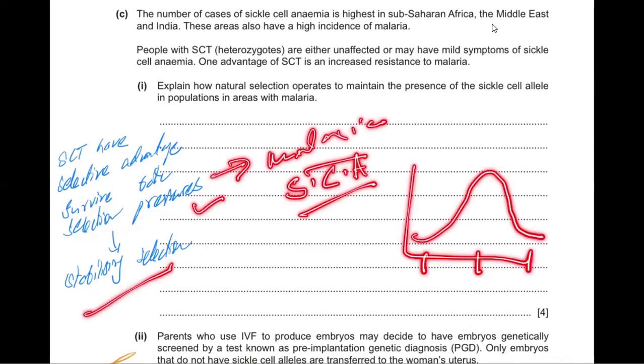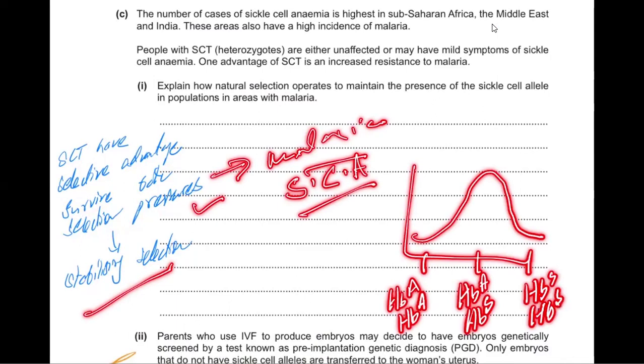These individuals, for example, HbA, HbA, are less in population. Individuals who are HbA, HbS are more in population. People who are HbS, HbS are less in population. So this is an example of stabilizing selection.